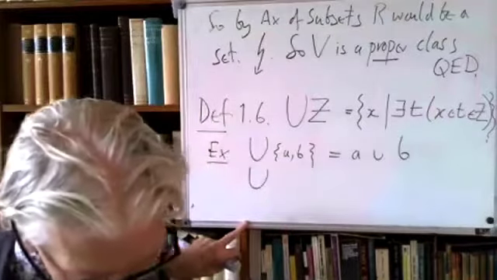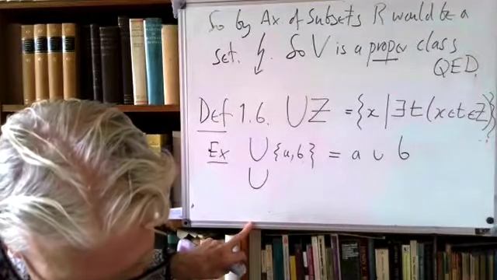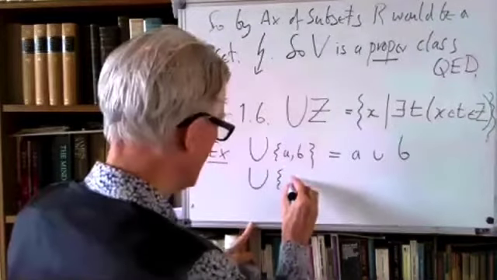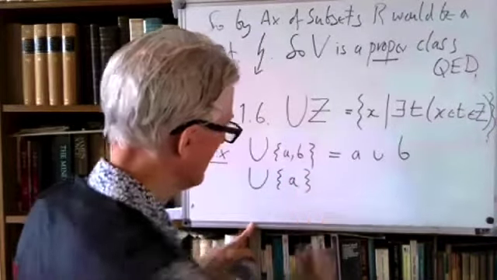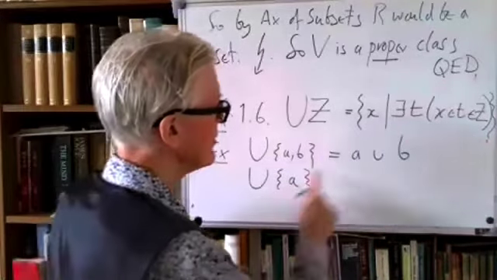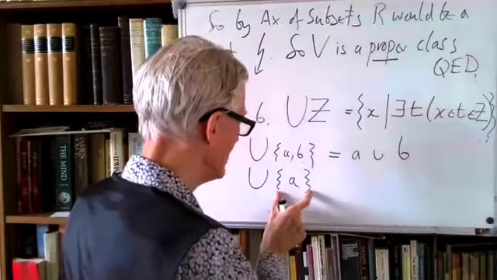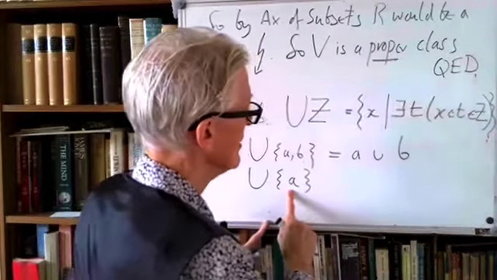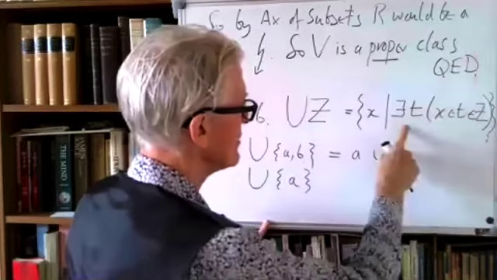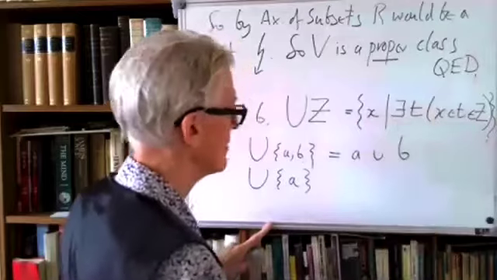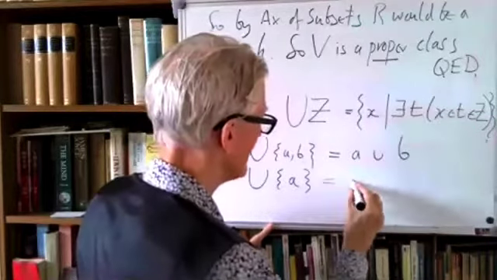in our ordinary mathematical sense here. What is the union of a singleton set? Well, now there's only one choice of T here, if this is Z. It's just this A. So the definition here is just saying this is the collection of x's such that x is in A. So this is just A itself.